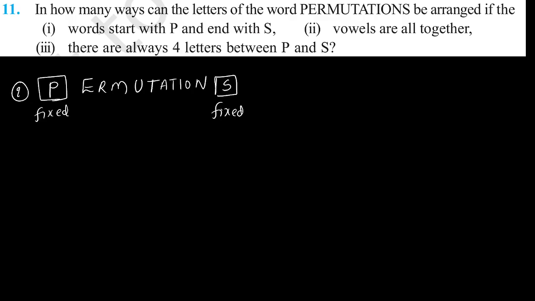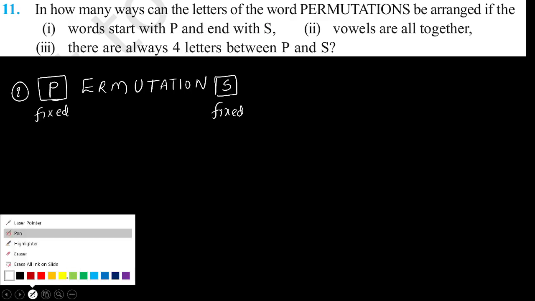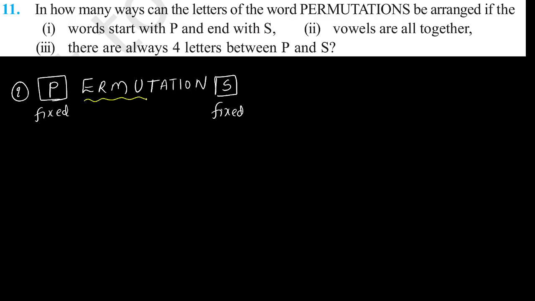So I will tell you the best way. We need to think about only these letters. Understood? These letters can be interchanged themselves like this. But P and S, never touch P and S. The other letters can be interchanged like that, but never touch P and S. So we will be dealing with only these letters, ERMUTATION. P and S is never touched.